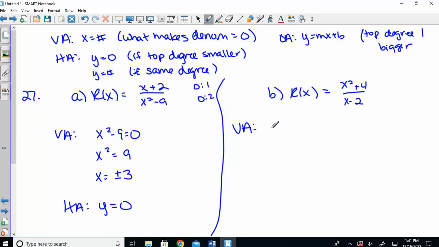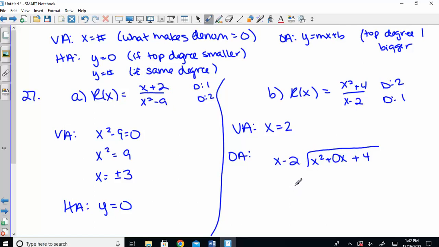All right, for B, vertical, what makes the bottom 0? So x equals 2. All right, what's the degree of the top? 2. The bottom? Okay. So what happens when the top degree is 1 bigger? We have an oblique asymptote. We find the oblique asymptote with long division. So the x squared plus 4 goes underneath. You could even put a 0x since we don't have that. And the x minus 2 goes on the outside.